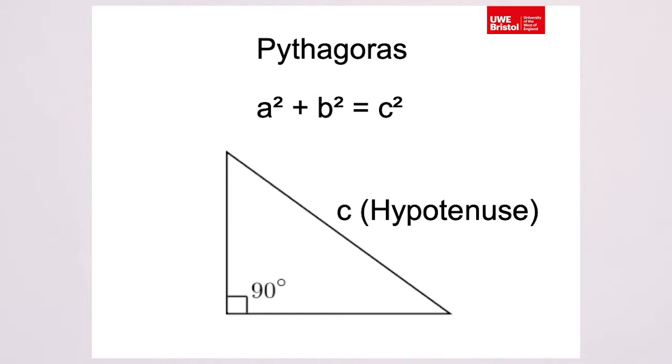The only thing you need to remember when using it is the long side of the triangle, otherwise known as the hypotenuse, is C, and that's always the case. The hypotenuse, the long side, is always C. A and B can be either one of the other two sides. It doesn't matter, the math still works.